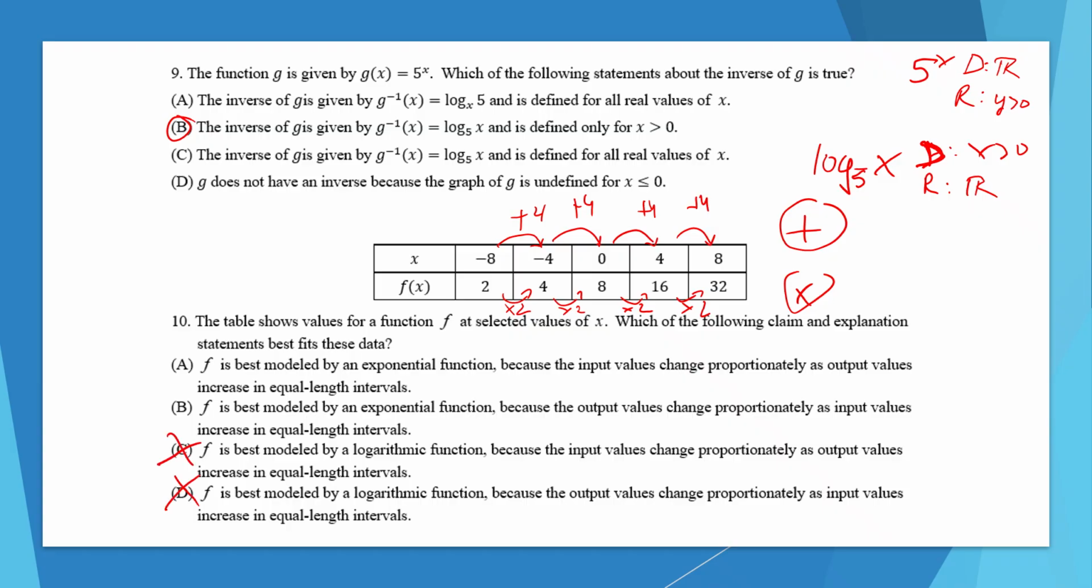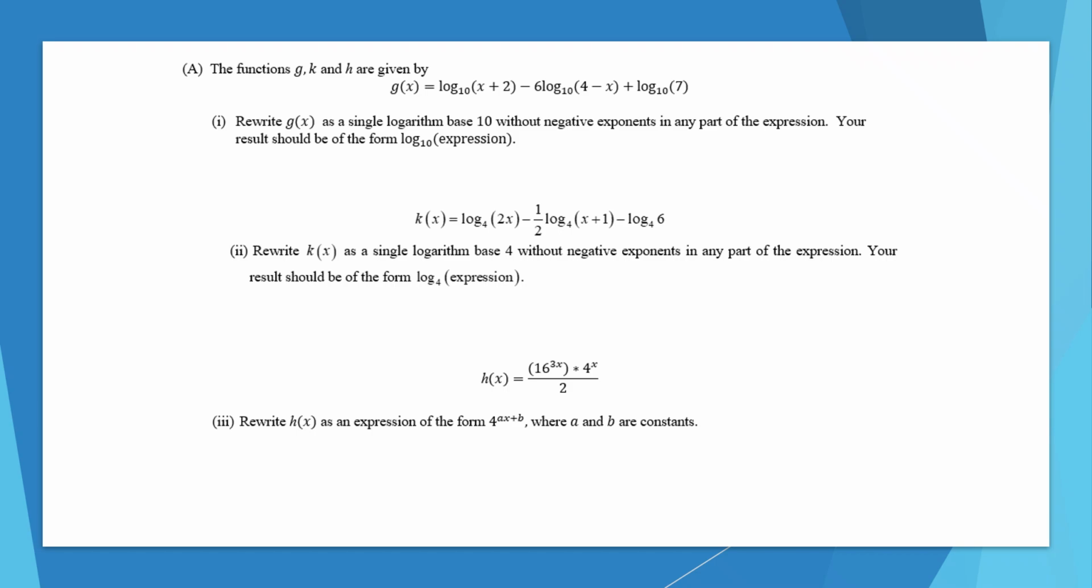And then because the inputs change proportionately, that's not right, so we can eliminate A. B is our correct answer. Because the outputs change proportionately, which means a multiplication rule, as the input values increase in equal length intervals. So that's perfect for B being the correct answer there.